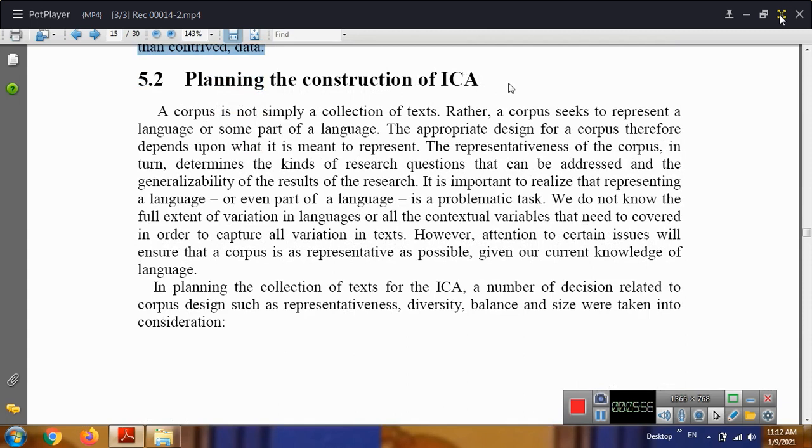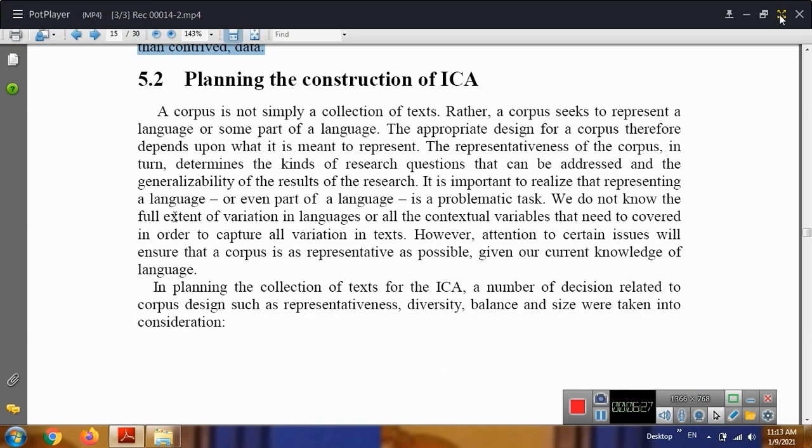Planning the construction of ICA. A corpus is not simply a collection of texts. Rather, a corpus seeks to represent a language or some part of a language. The appropriate design for a corpus therefore depends upon what it is meant to represent. The representativeness of a corpus in turn determines the kinds of research questions that can be addressed and the generalizability of the results of the research.